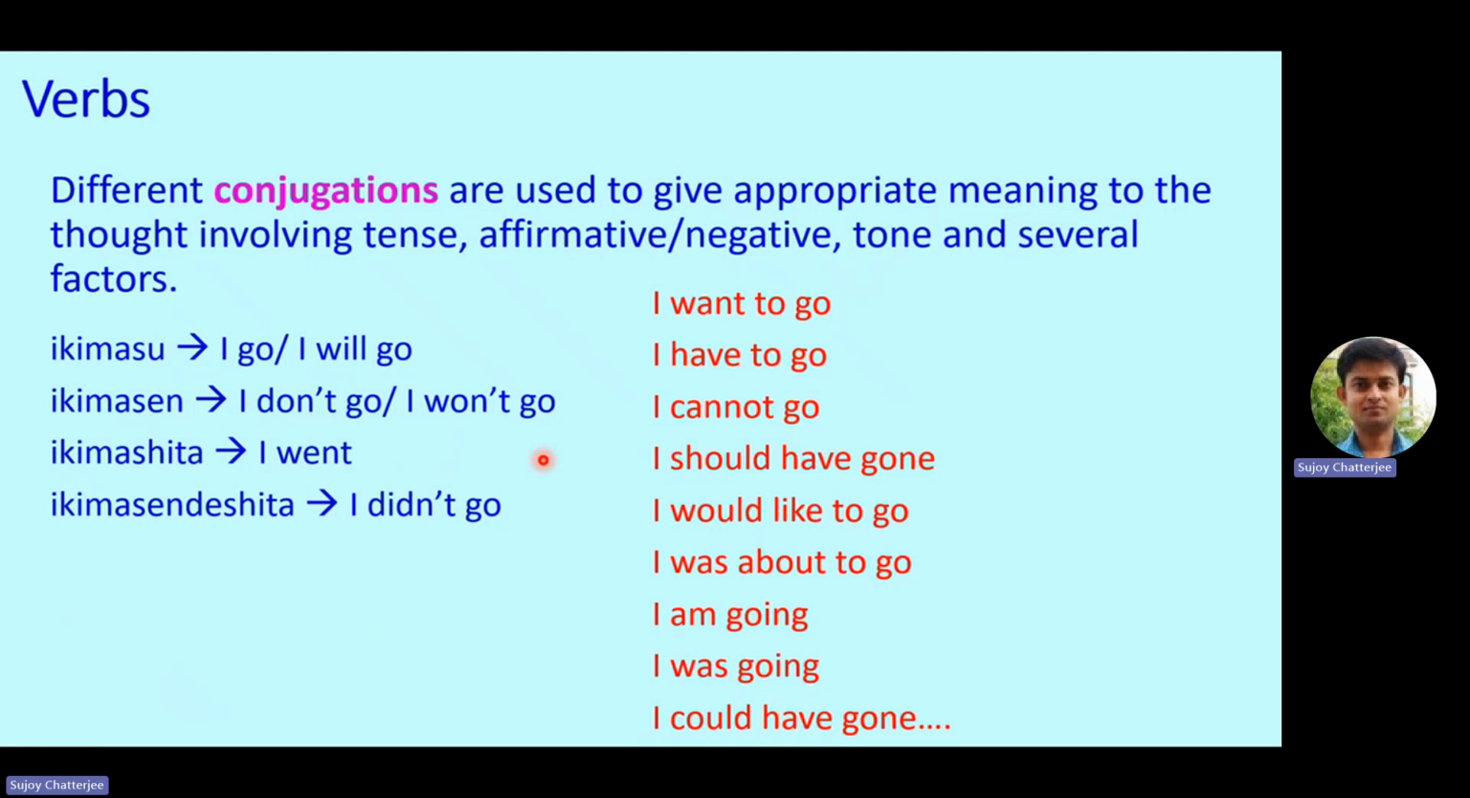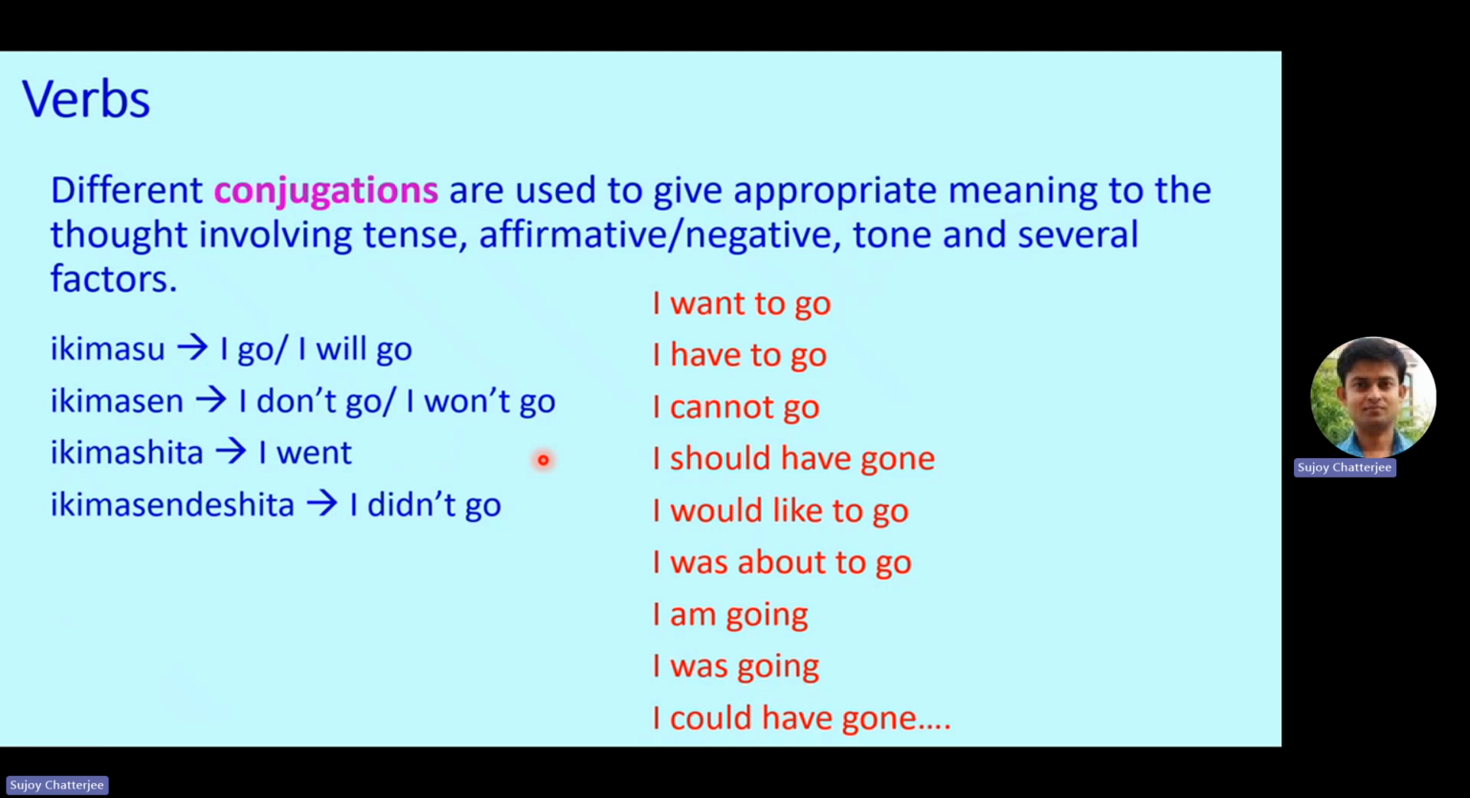For a particular verb, for example, if we want to say I want to go, then how will I say it? I cannot say watashi wa ikimasu. That will give the meaning I go, I will go, but it will not give the meaning I want to go. Similarly, I have to go, I cannot go, I should have gone, I would like to go, I was about to go, I am going, I was going, I could have gone. And there can be many, many more such combinations. So how to express these?